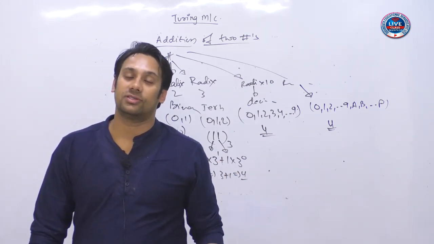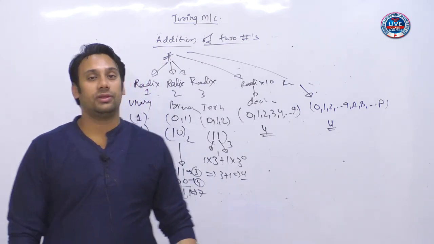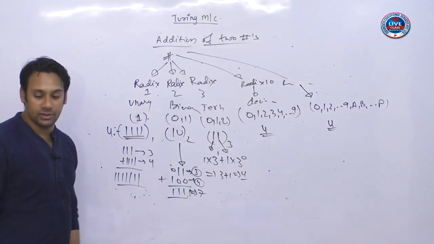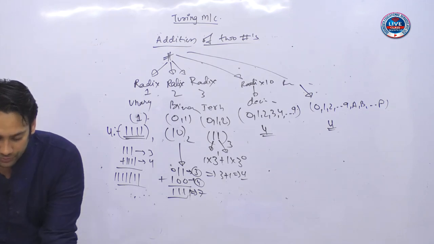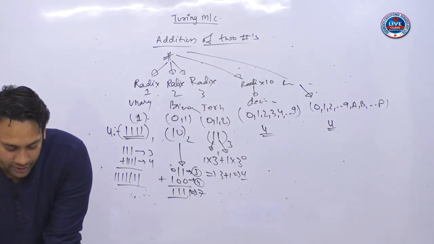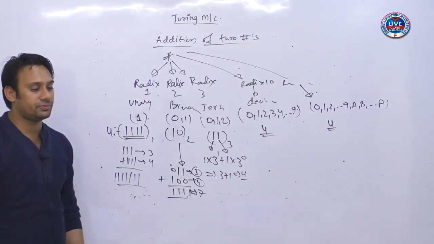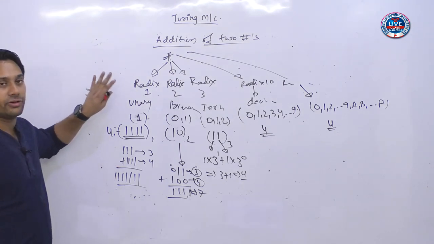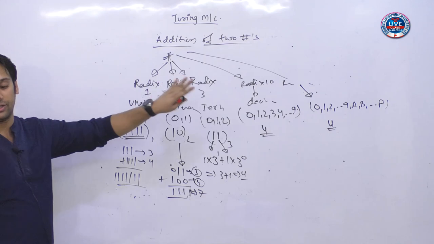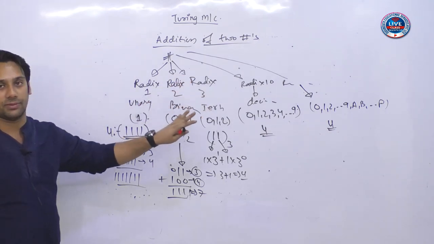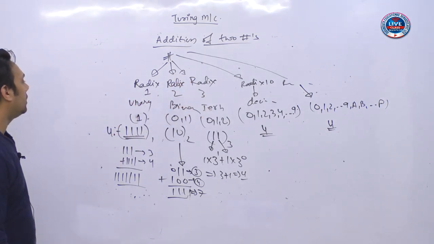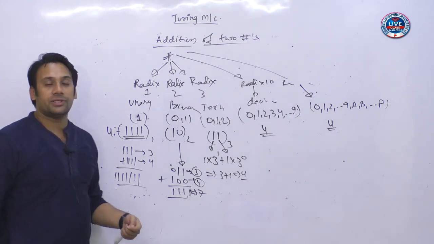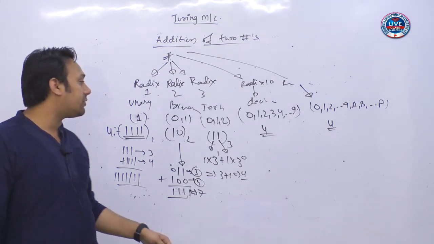Doesn't matter whatever system you are using, the calculations can still be performed. Is it clear with all of you? Is this point clear to everyone together? So all I want to say is, it doesn't matter if you are performing calculations in unary, binary or any of the number systems, the result will be the same.